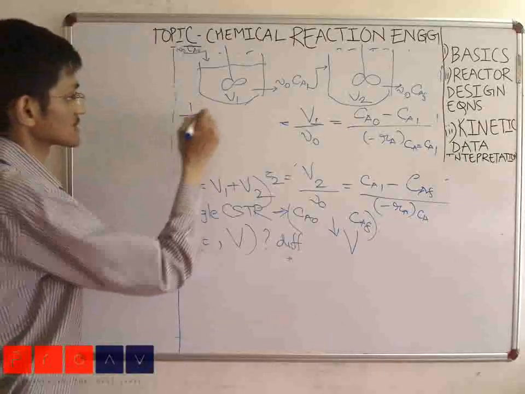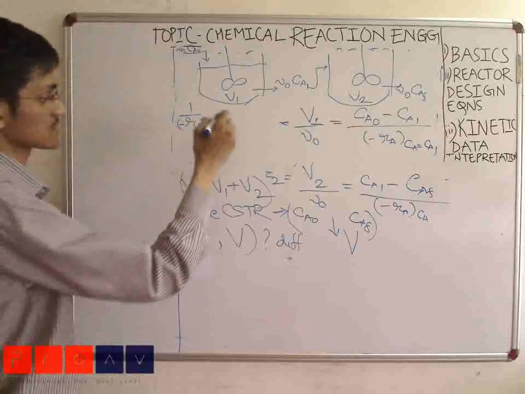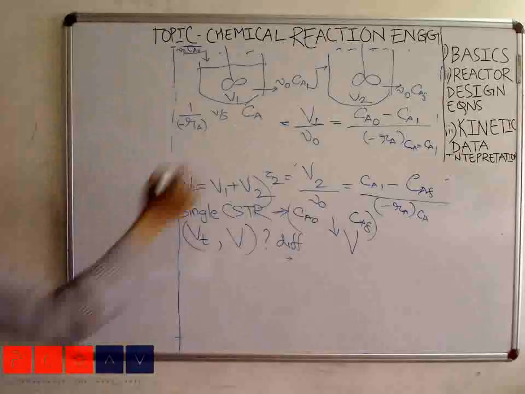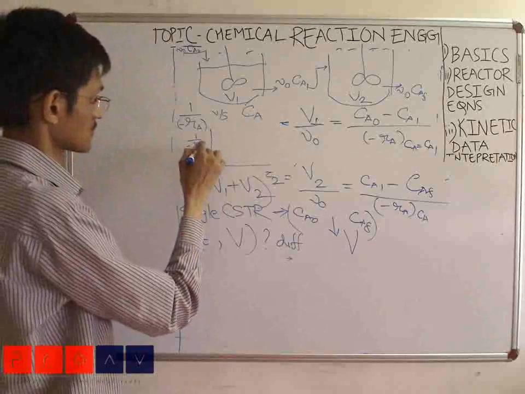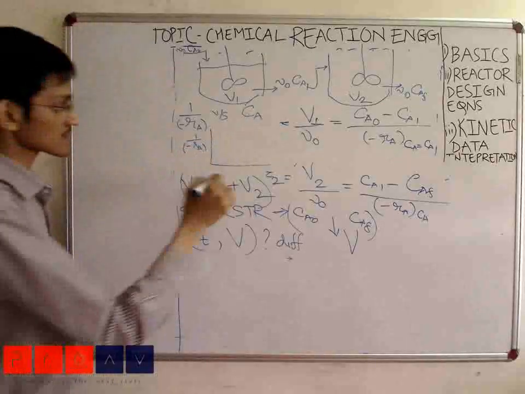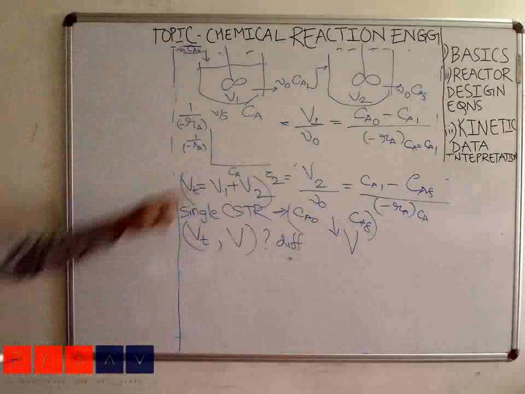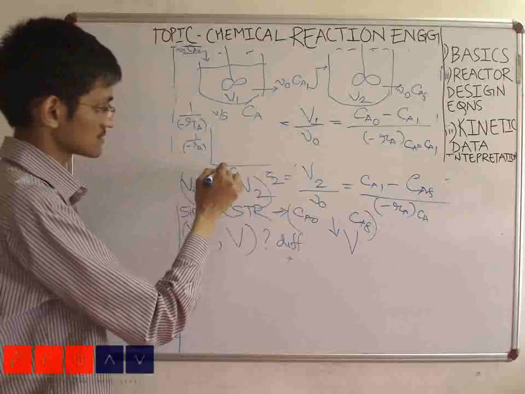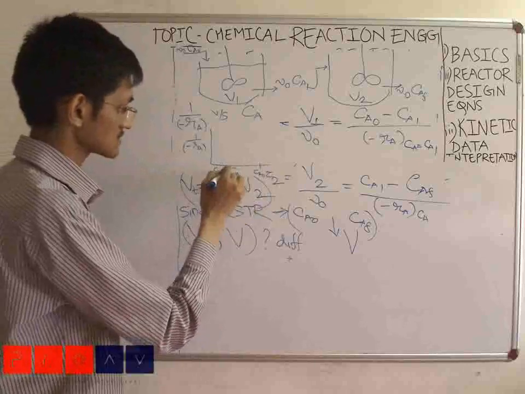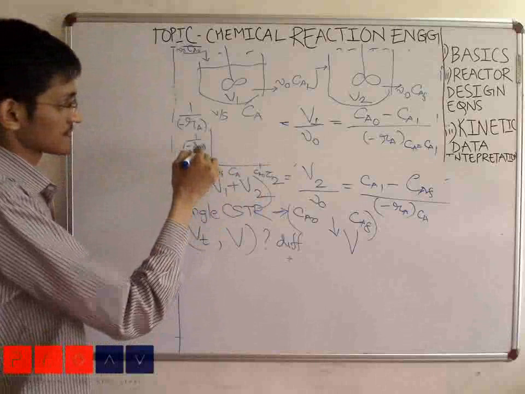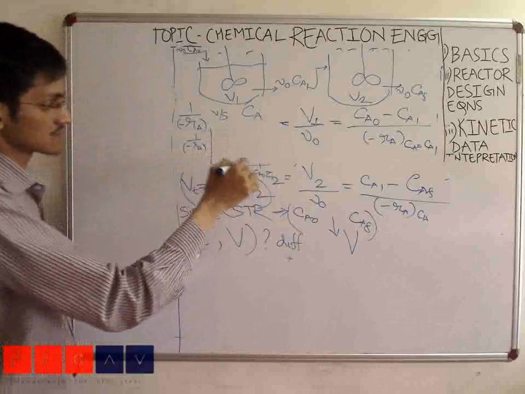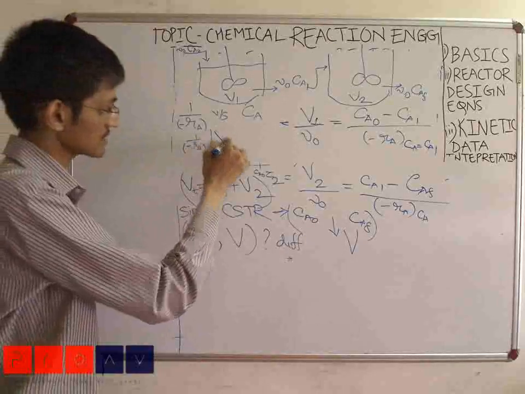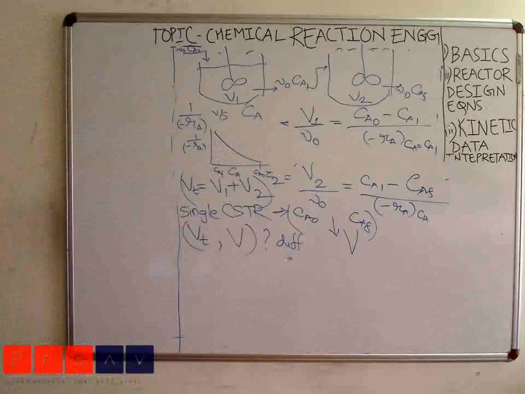What we will be plotting is 1 by RA, with 1 by RA as the y variable, versus the concentration C. Suppose this is CA naught, and this is some sort of CA final. As you know, rate decreases with decreasing concentration, so 1 by RA would increase. So we will have a graph of an exponentially decreasing type.